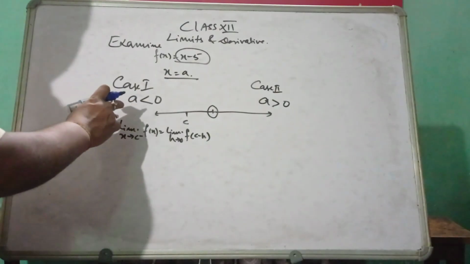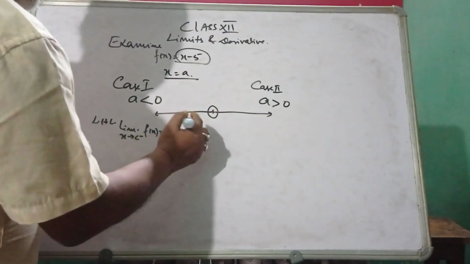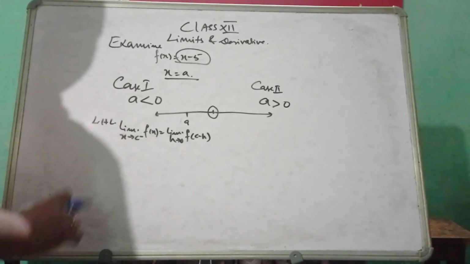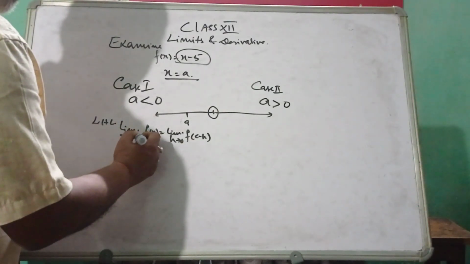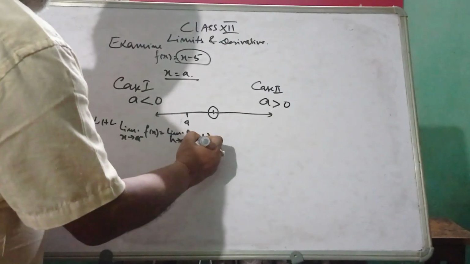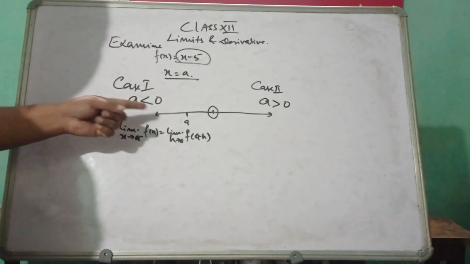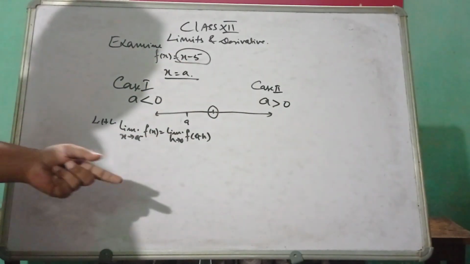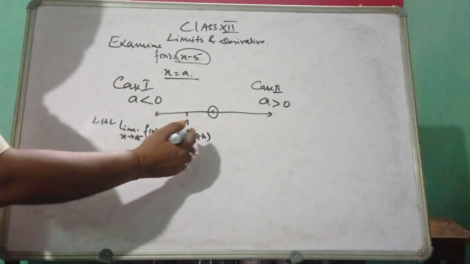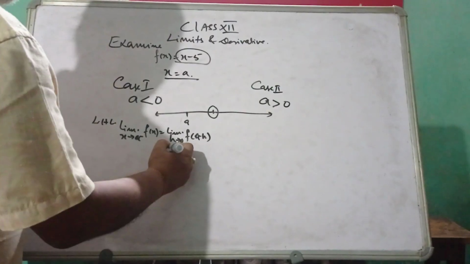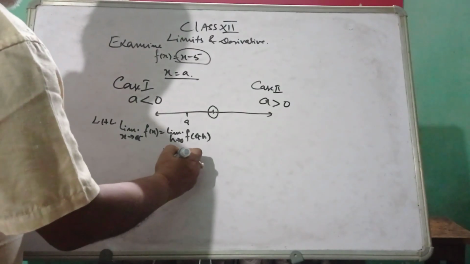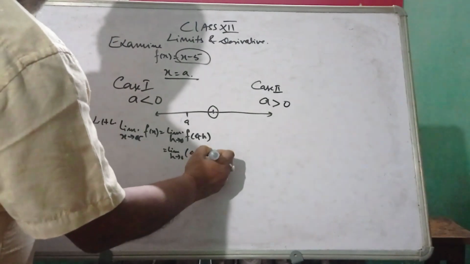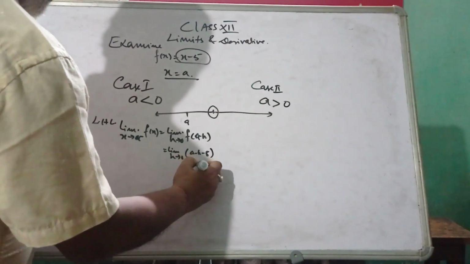Let us take this value a, because we are taking the value of a less than 0. Here we are taking the value of a in the first case less than 0. Because this is only one function, so it will be continuous. Just you have to show that your left hand limit here will be how much? Limit h tends to 0 of a minus h minus 5. So this will be a minus 5.